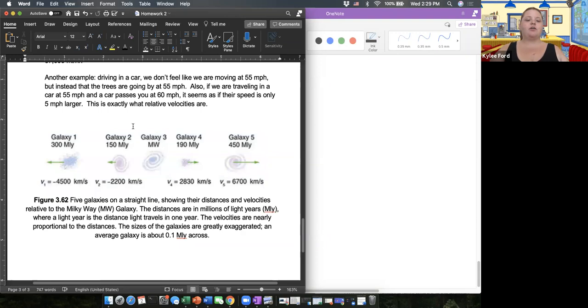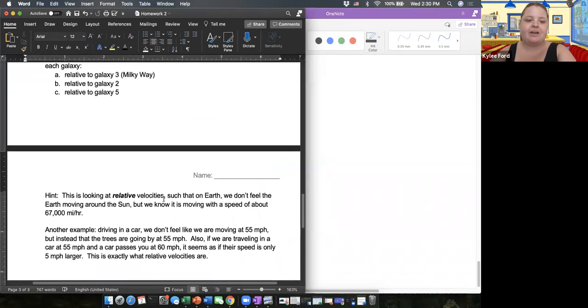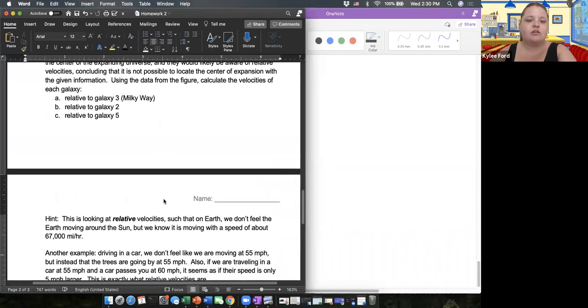So if I'm looking at our Milky Way galaxy, which is galaxy number 3 here, and I want to know the relative velocity of galaxy 4 to us, our relative velocity is going to be 2,830 kilometers per second. Okay, so that is the relative velocity of galaxy 4 to the Milky Way, or to us.